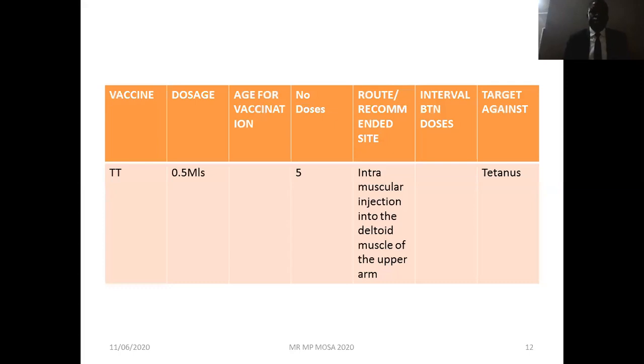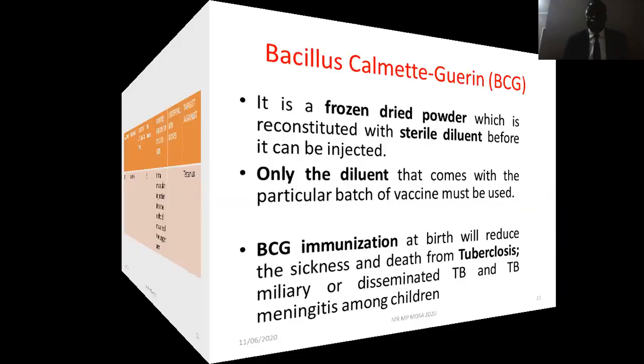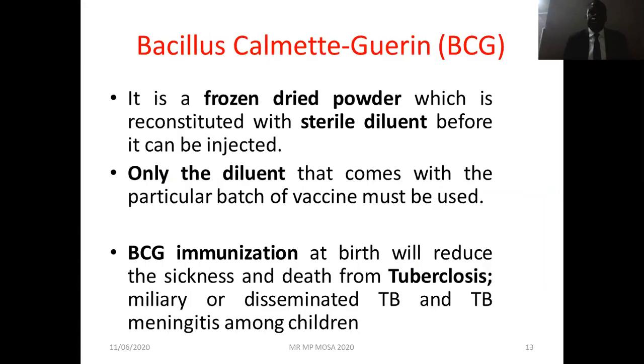The other vaccine is TT, tetanus toxoid. The dose is 0.5 mls. Number of doses is 5. The route is intramuscular injection into the deltoid muscle of the upper arm. It is given to protect someone from tetanus. Let us look at Bacillus Calmette-Guerin, called BCG.